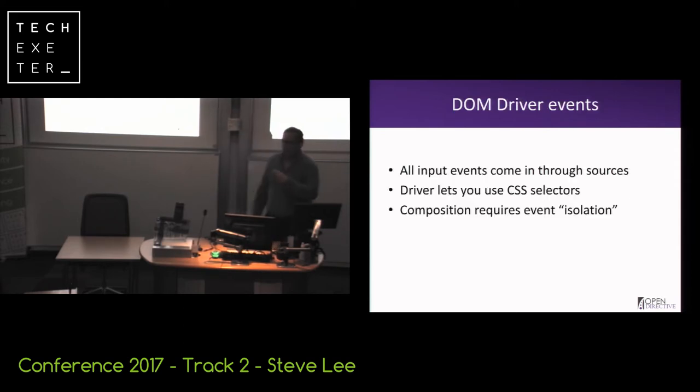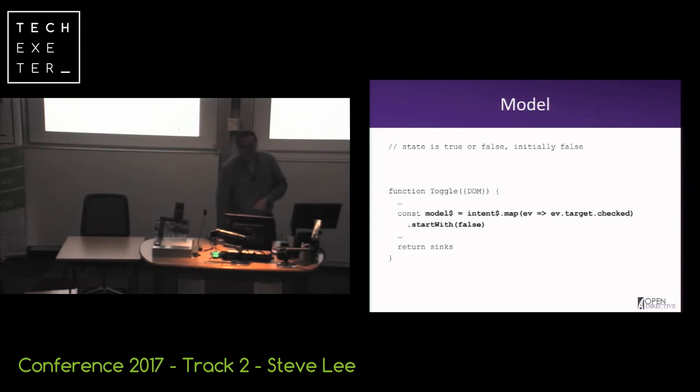One thing to note is all the input events come through the sources. You may be used to putting your handlers inline in your DOM, which is quite an old technique now. Don't do that, because we want a nice loop, which is something that React and Redux have moved towards. When you have composition, things get a bit complicated because in your bottom level components you don't want to see events above. So there's a technique which provides isolation for nested components, but I'm not going to go into that.